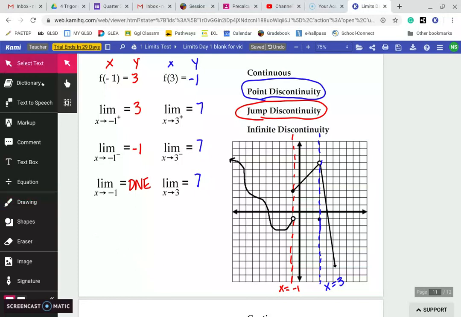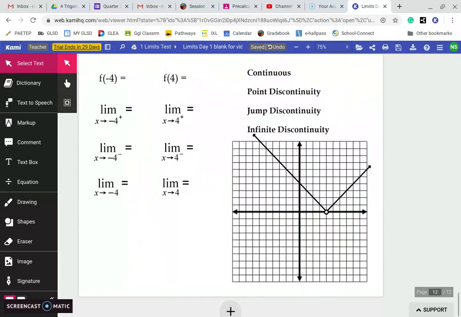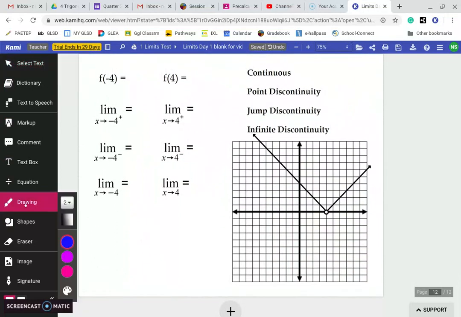And our last one here. Now again, if you want to pause this video and try this on your own, you are certainly more than welcome, and then start the video again to see if you did it right. But for this one, so my x value is -4. So here is where x is -4. There's my dotted line.